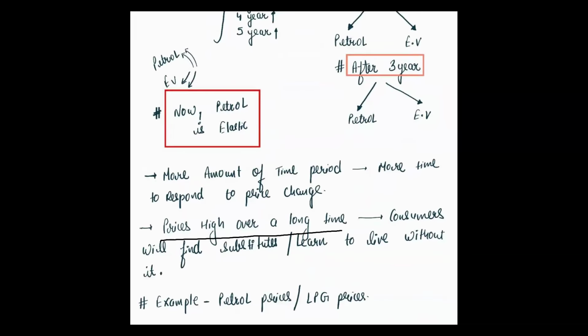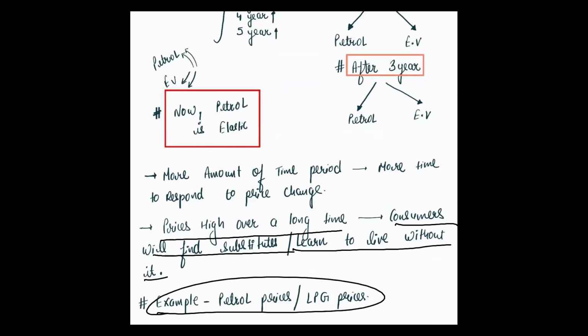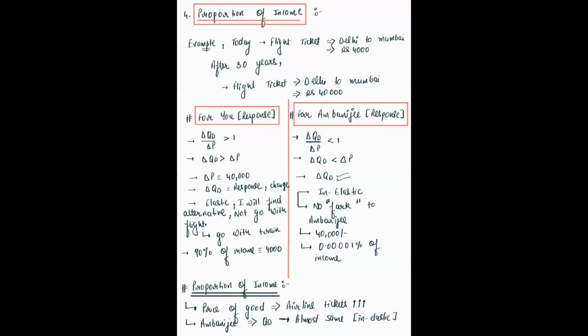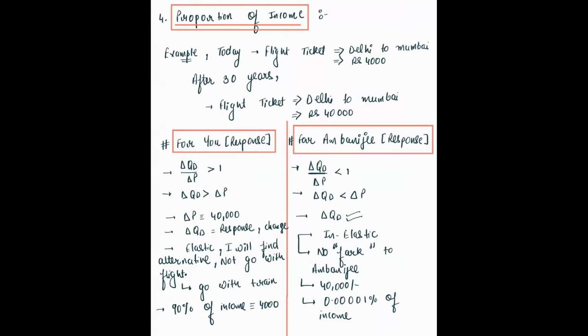Price changes over a long time, consumers will find substitutes, learn to live without it. Example, petrol prices or LPG prices. You can easily relate with it, right? So the first is the number of substitutes I told you. Second is luxury goods and accessory goods. Third is the impacting time period, and fourth one is proportion of income. Proportion of income is a very good example.